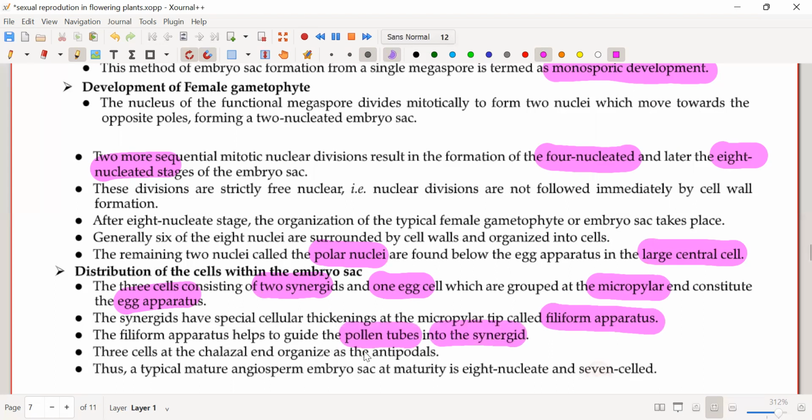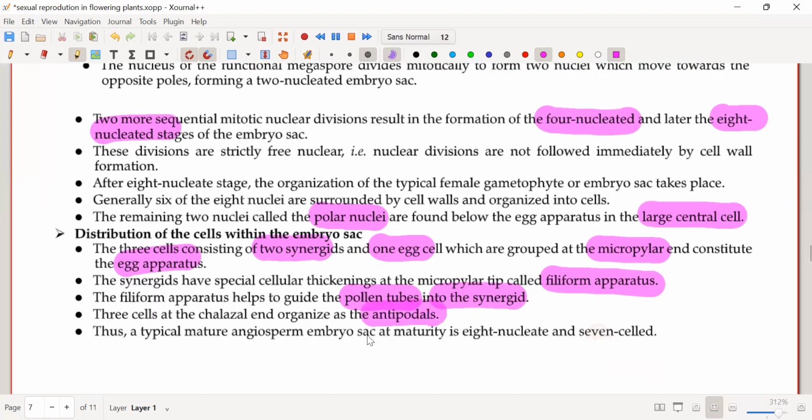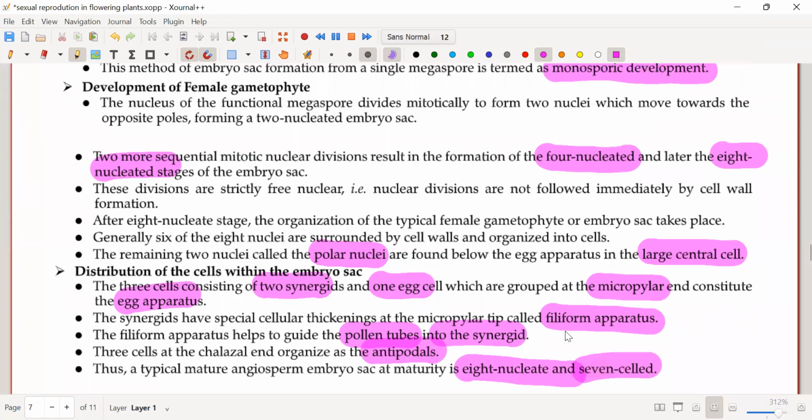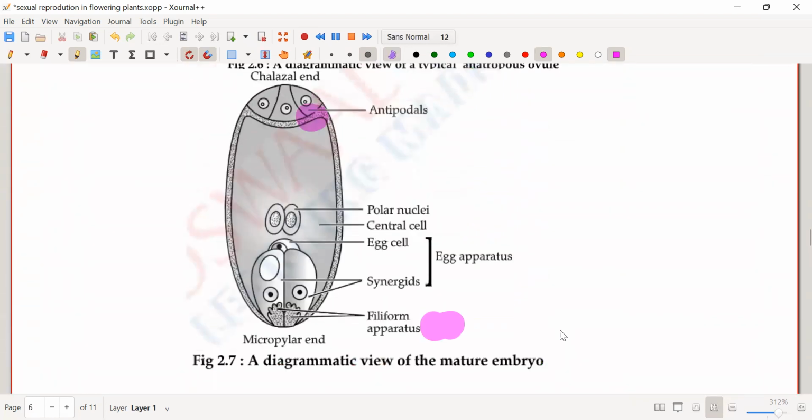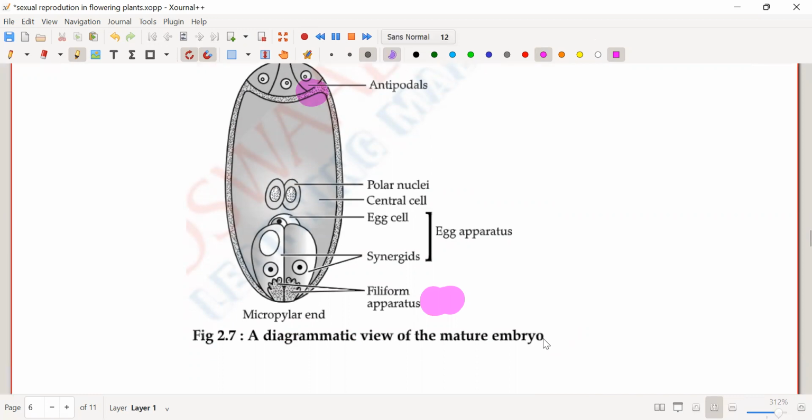3 cells at the chalazal end are known as antipodals. Thus, a typical mature angiosperm embryo sac at maturity is 8 nucleated and 7 celled. We saw this in the diagram before, all right? 8 nucleated, 7 cells, where 2 nuclei combine to form polar nuclei, the central cell, forming 1 cell.